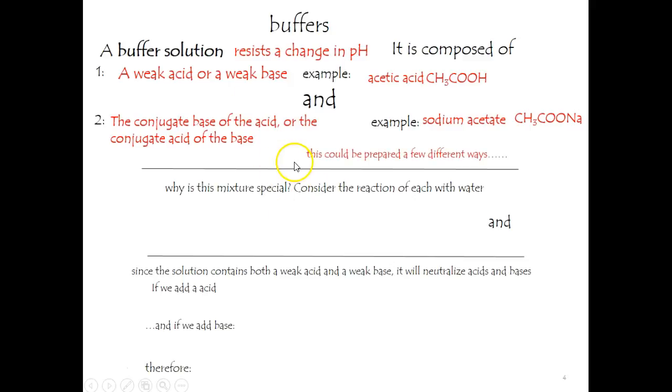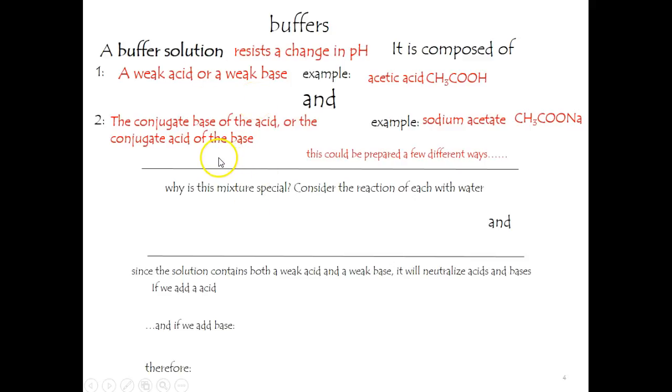Oh, and by the way, you can prepare these things a few ways. If you need to have both, probably the simplest way is to buy some sodium acetate, buy some acetic acid, mix them together, and you're done. But suppose you had acetic acid and threw in a less than stoichiometric amount of sodium hydroxide. That's going to react completely, and it's going to give you a buffer solution. You could also do the opposite. You could buy some sodium acetate and react that with less than an equivalent amount of hydrochloric acid. That would do the same thing. It would give you a buffer solution.